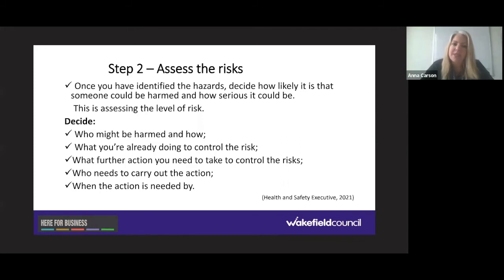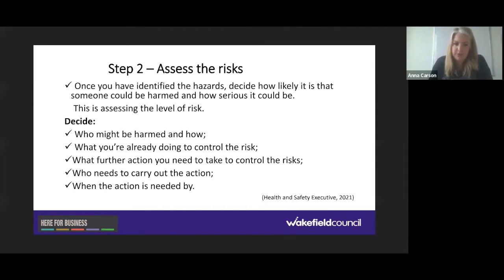Now, the way to do this is to decide who might be harmed and how. So we've already mentioned a number of times who we need to consider. But at this step, we need to look at exactly who might be harmed by the hazard. For example, in the main retail areas of a shop, the employees and customers might be at risk, but in the stockroom, only the employees will be at risk.